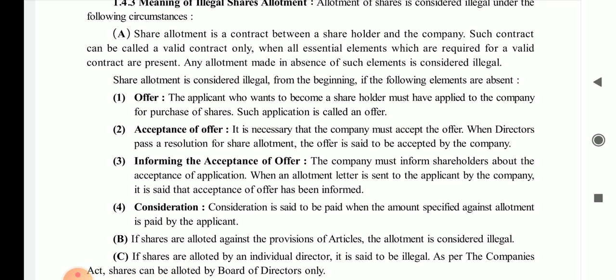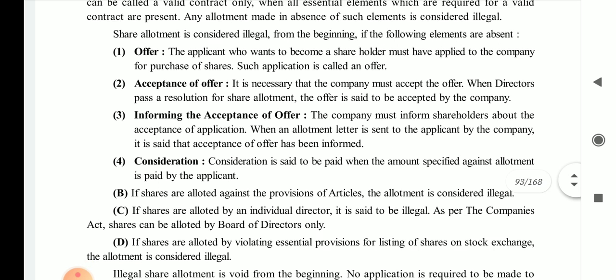Any allotment made in the absence of such elements is considered illegal. If some element is absent, at that time the allotment is considered illegal. First is the offer. The applicant who wants to become a shareholder must have applied to the company for the purchase of shares. Such an application is called an offer. Any person who wants to purchase a share must compulsorily apply for it, and that application is known as the offer.